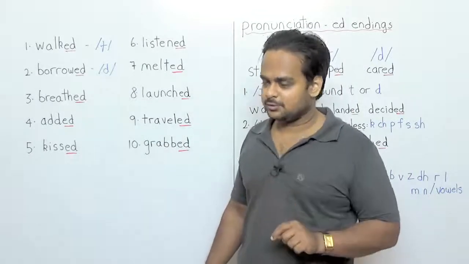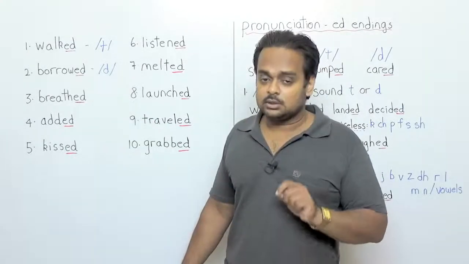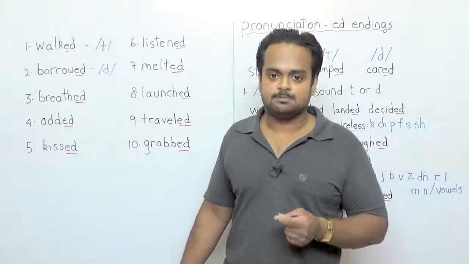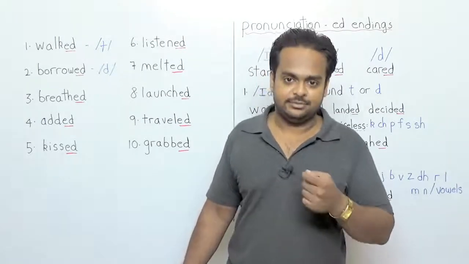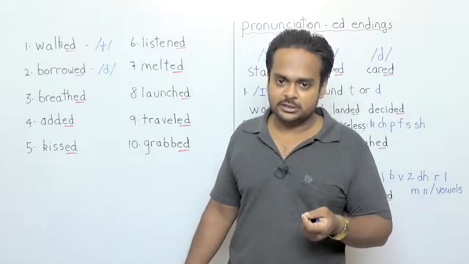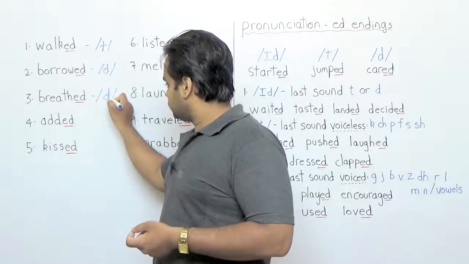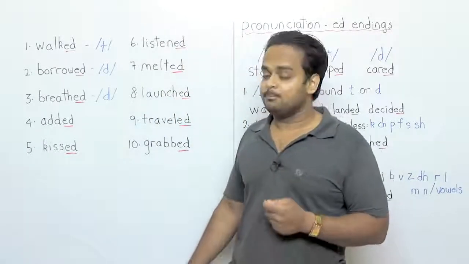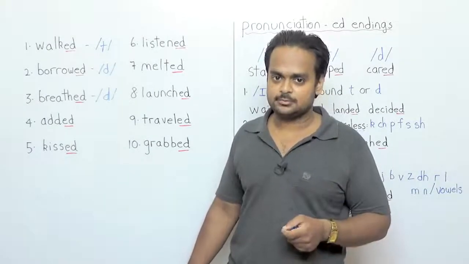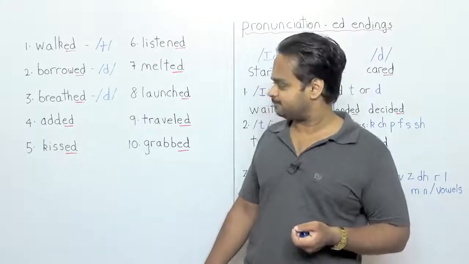In number three, this is a tricky one. A lot of people get this wrong. What's the last sound here? Well, the last sound is th, because the word is breathe, breathe. So the last sound is th, and th is voiced, so it's pronounced d. So breathed, breathed. Did you get this one right? If you didn't, you might have to practice this a few times before you get it.